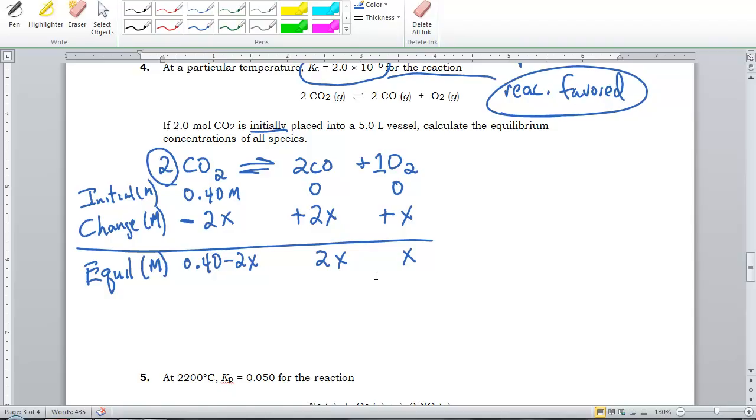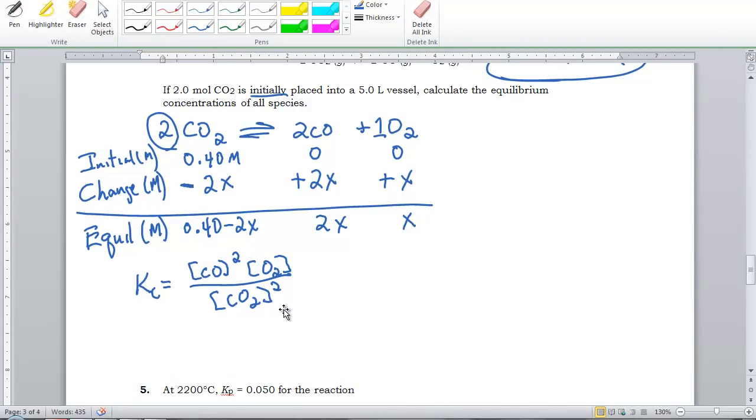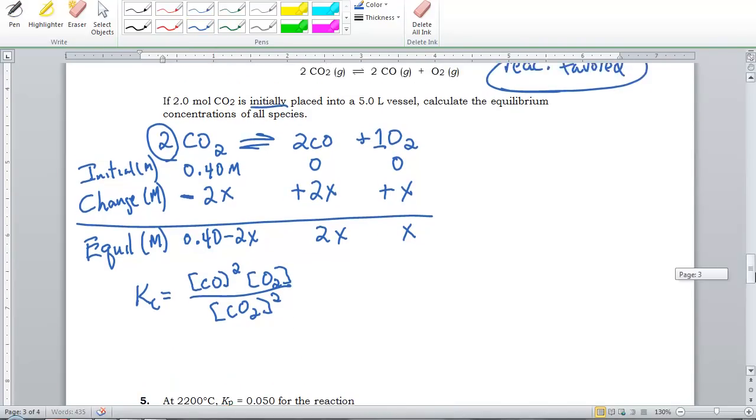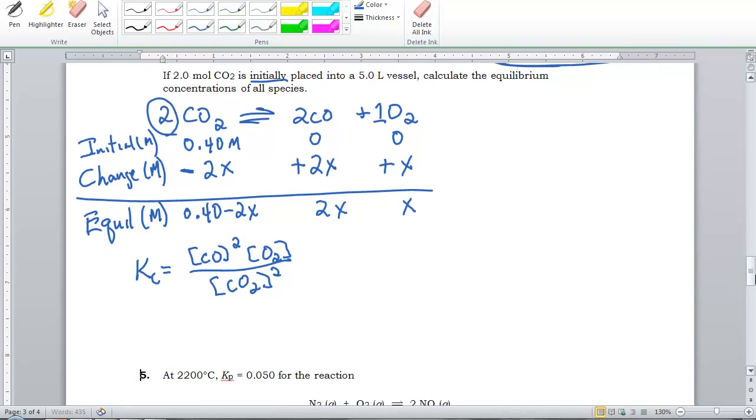All right. Now, you do know how to write the form of the equilibrium constant expression. Kc, products, power of the coefficient, over reactants, power of the coefficient. Okay, so we can plug in Kc value, I think was 2 times 10 to the negative 6. It scrolled off the screen, yeah.